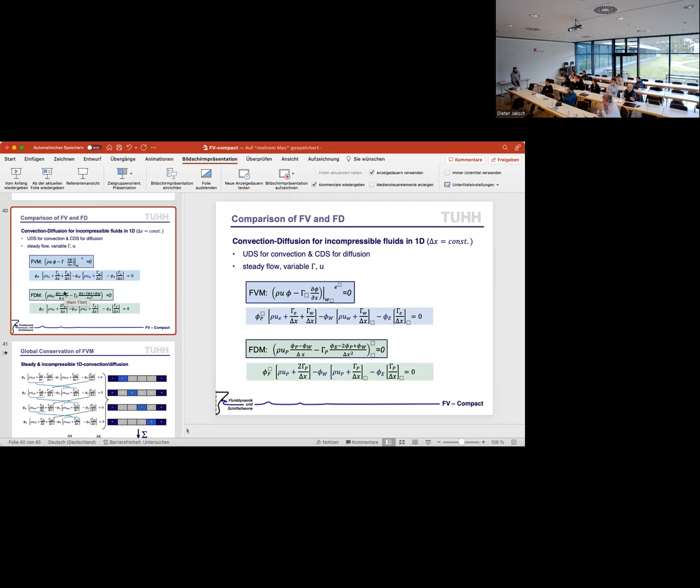Plus d by dx of tau ik, and this tau ik is the gradient of velocity plus its transpose, times finally the viscosity, whatever, you know.